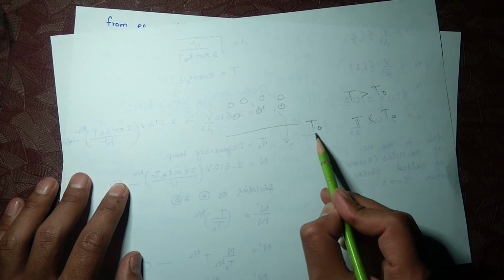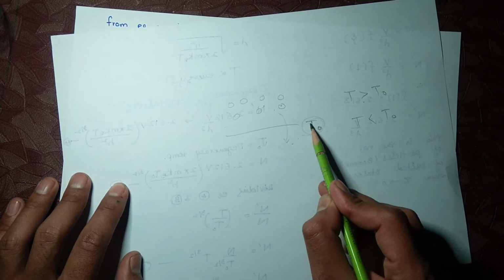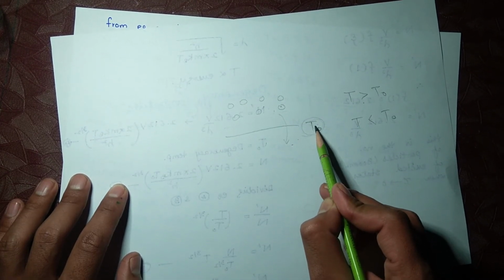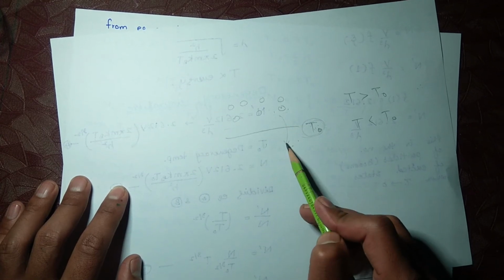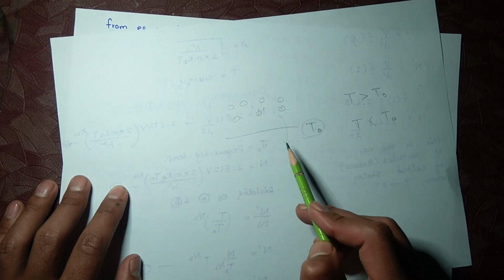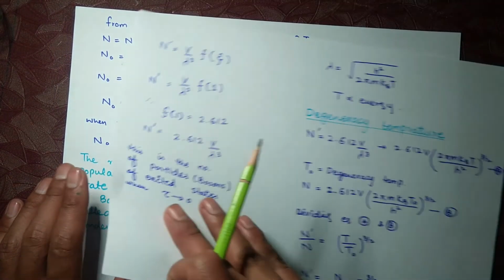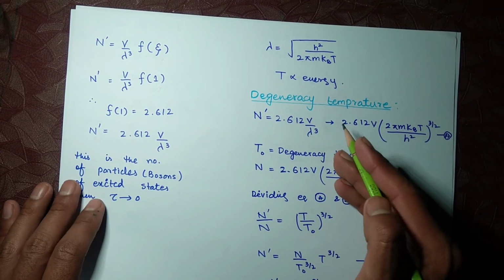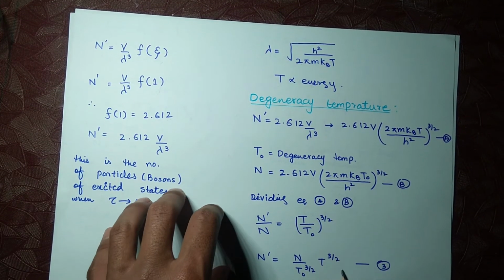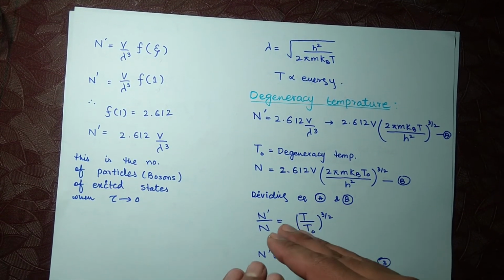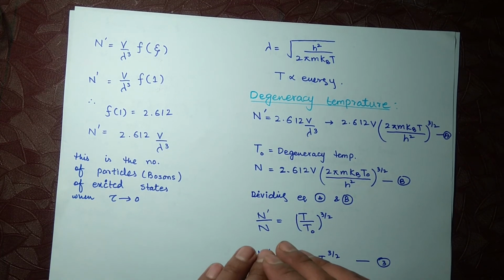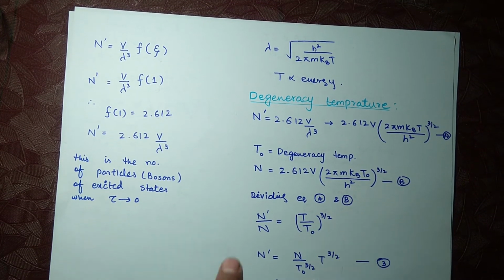But this T naught is the temperature below which the bosons are in the ground state. The T naught, the degeneracy temperature, is a temperature below which we can say most of the bosons are in the ground state.